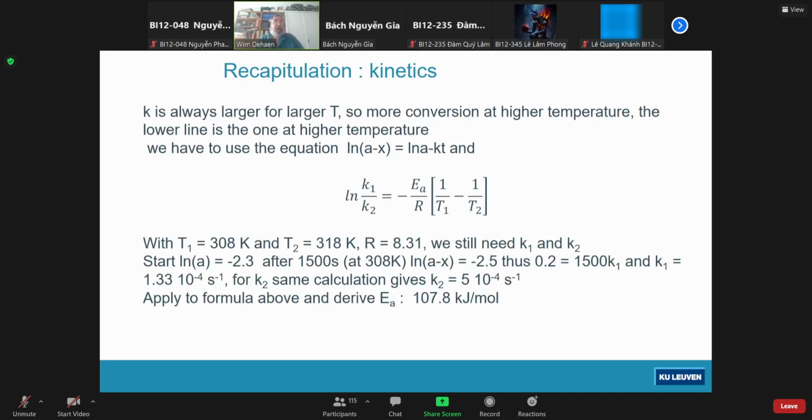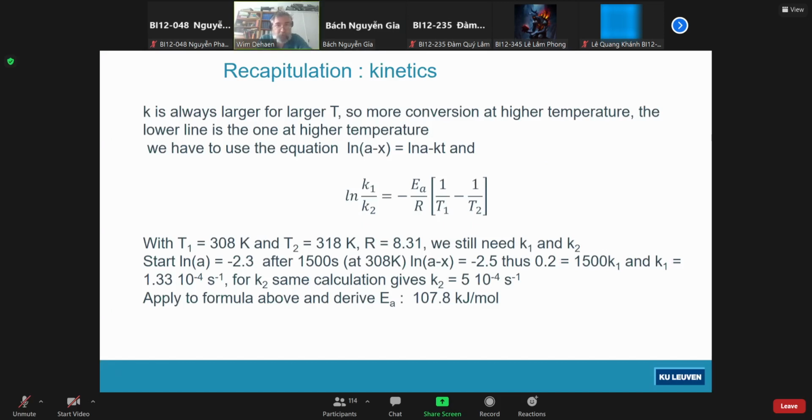So of course, K is larger for larger T. So the rate is always larger when you heat. So more conversion. That means the line that goes down faster is the one at a higher temperature. So that's not a difficult question.